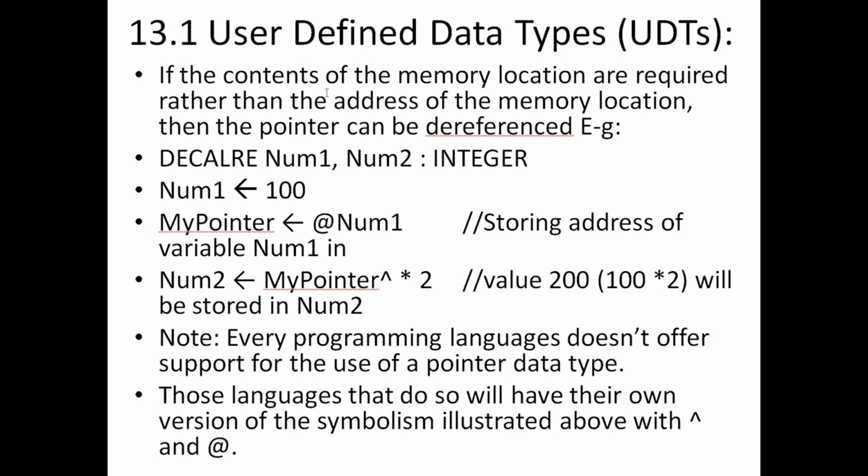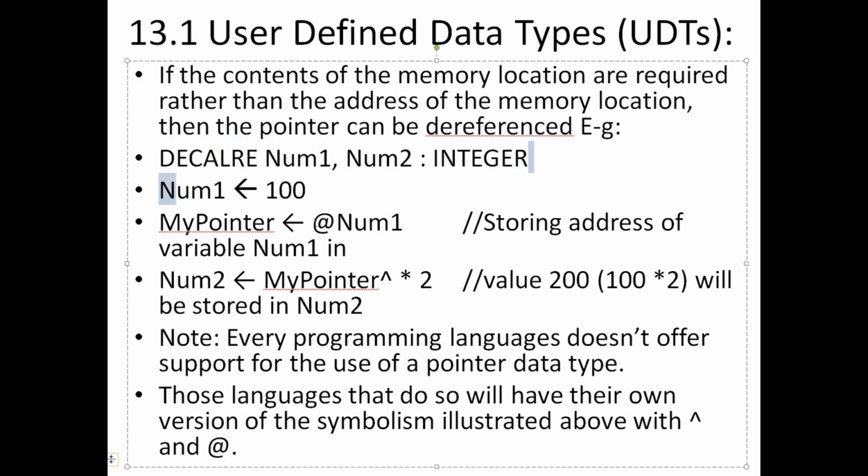If the content of the memory location is required rather than the address, then the pointer can be dereferenced. Basically, we make a pointer data type so that if we want, we can use the value stored at that location, or if we want, we can use the memory location of that stored value. For example, declare num1, num2 as integer. Num1 is 100. My pointer @num1. Now @ basically means store the address of this variable in this pointer data type.